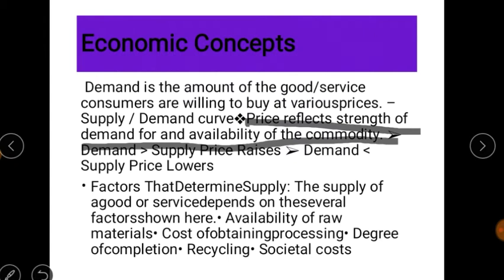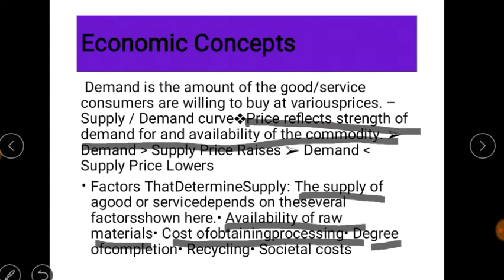Then, factors that determine supply. The supply of a good or service depends on several factors shown here. What are those? Availability of raw materials, cost of obtaining, processing, degree of completion, recycling, societal costs. All these things are the factors that determine supply.